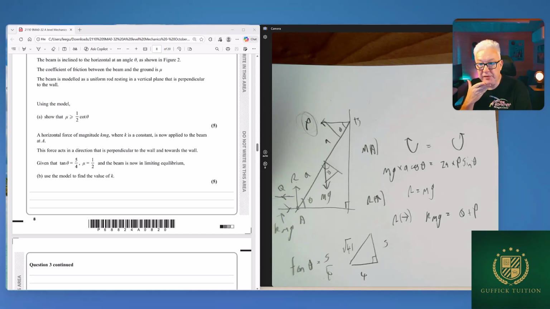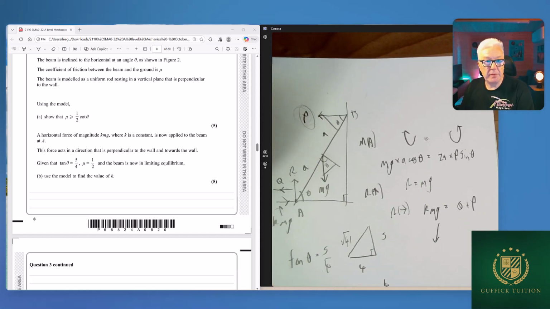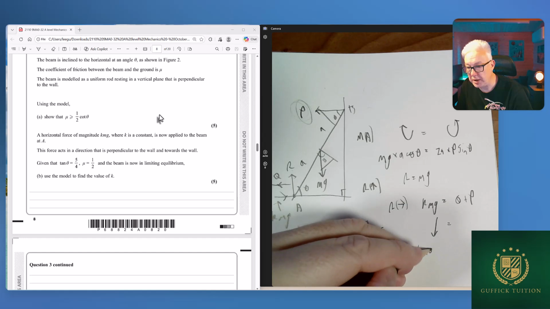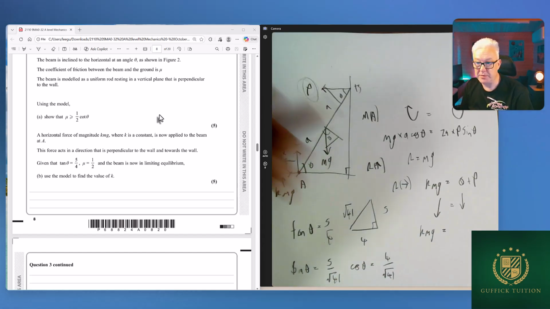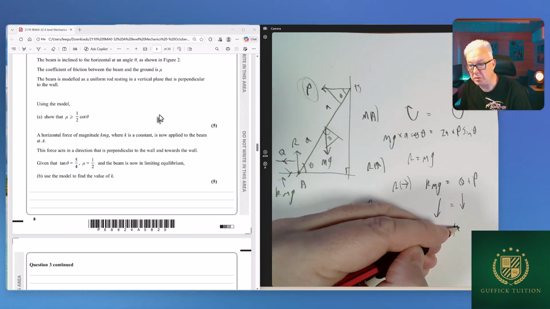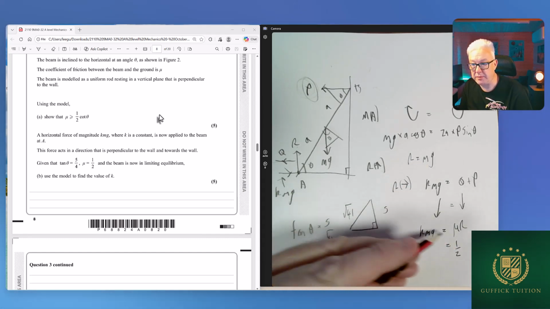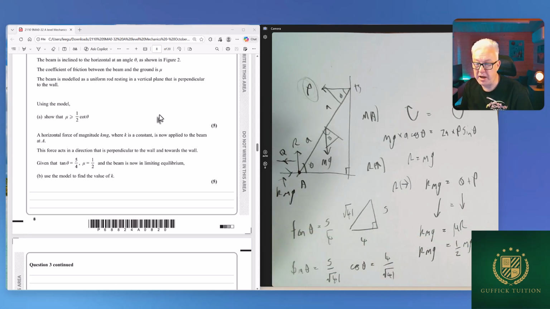Now the goal is to find out what k is in the end. So let's think about this. What do we know? This force here, Q, is the frictional force. We're in limiting equilibrium, so F equals mu R. We're told that mu is a half, and we know that R equals mg. So Q can be thought of as being a half mg.